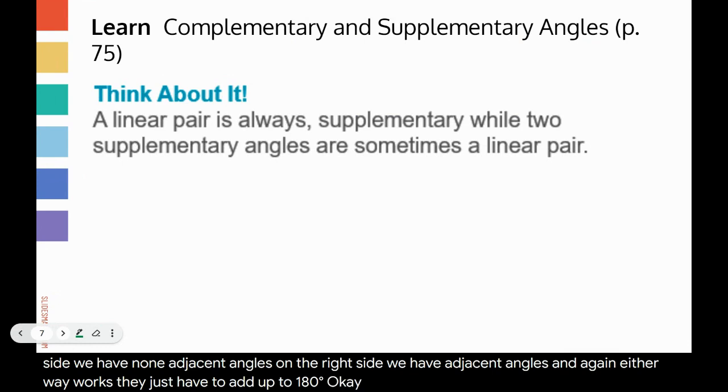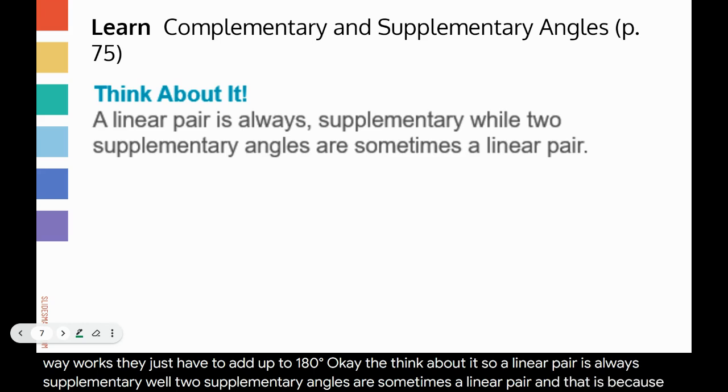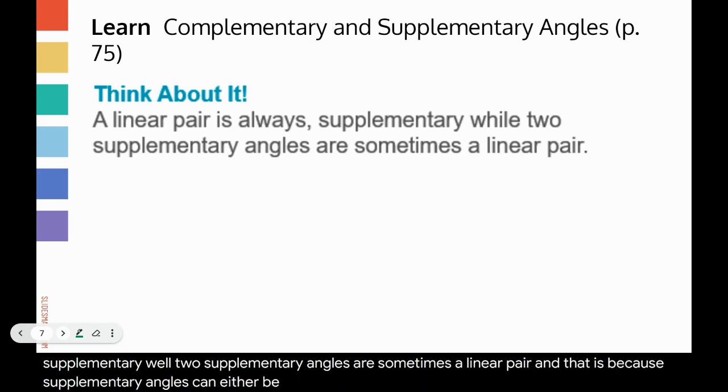Okay, think about it. So a linear pair is always supplementary, while 2 supplementary angles are sometimes a linear pair. And that is because supplementary angles can either be adjacent or they can be non-adjacent.